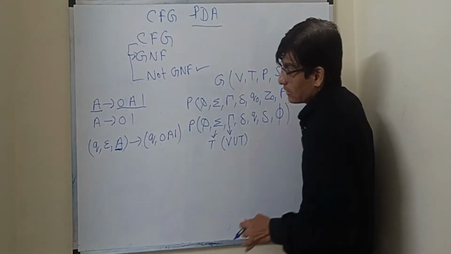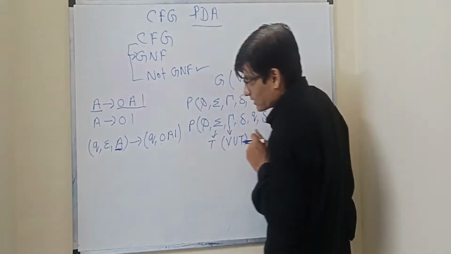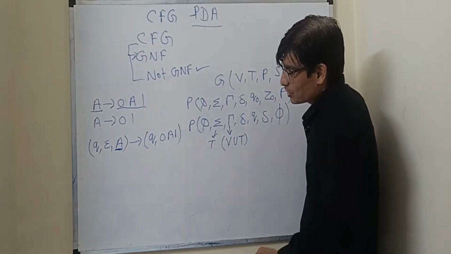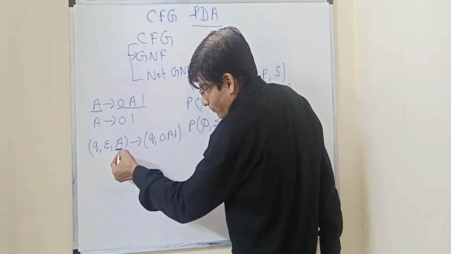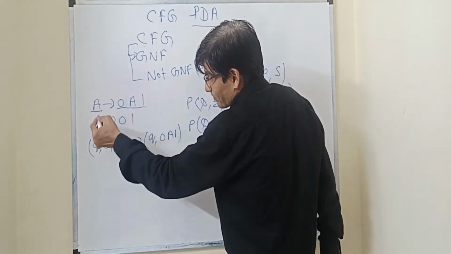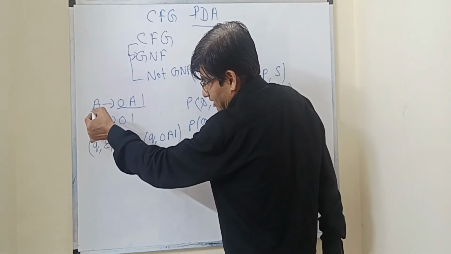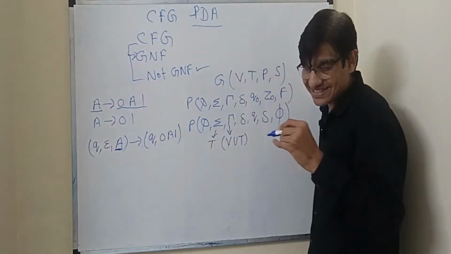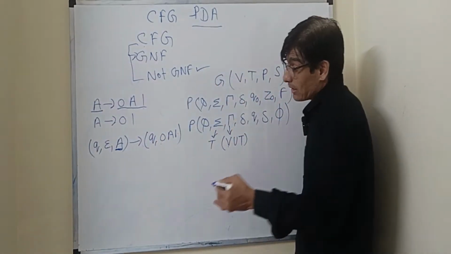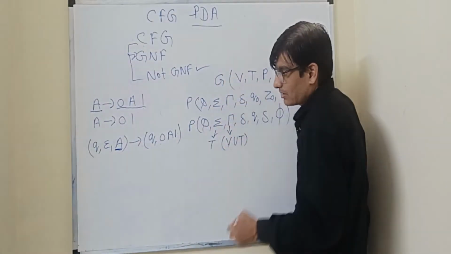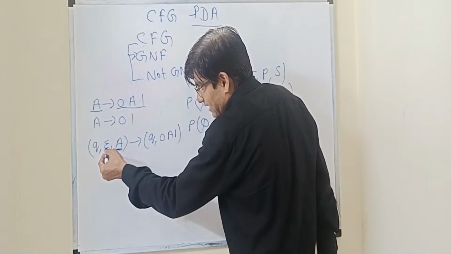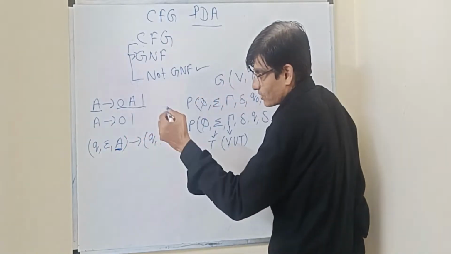So now how have I written this particular transition? My current state is Q. If a variable is there, see here the variable is there on the left hand side, so the left hand side variable is considered as the current stack top. And if the current stack top is a variable, then we will not read any symbol from the input.